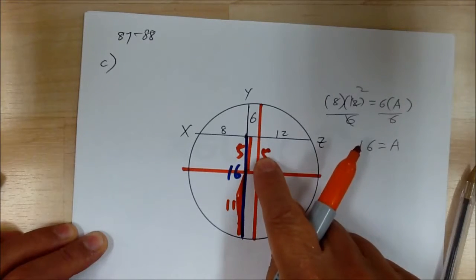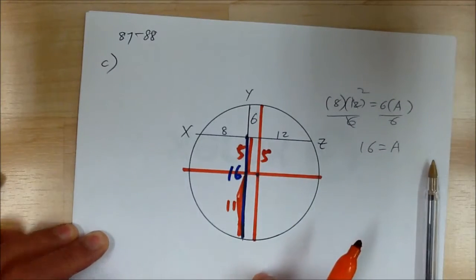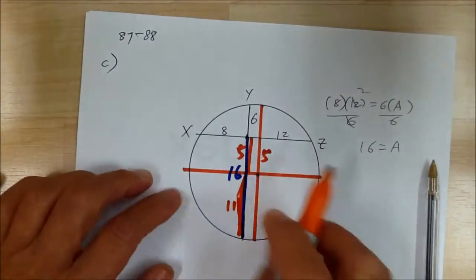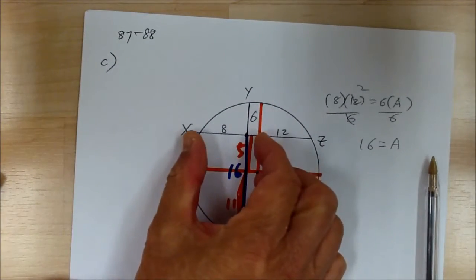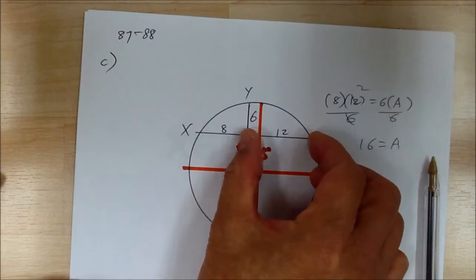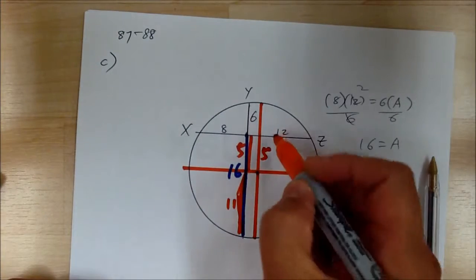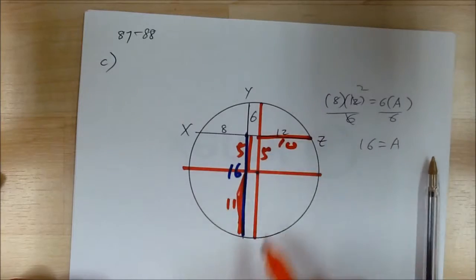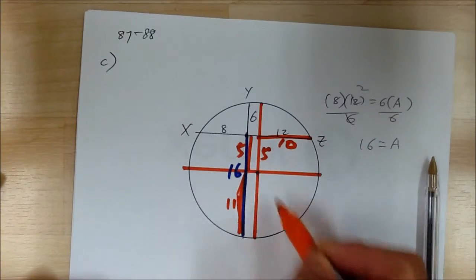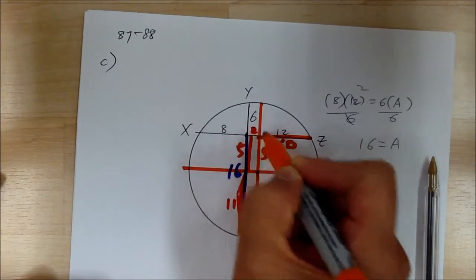Okay, so this is 5, and then you go and do the same thing this way. So this is 8. This is 12. So total is 20. Okay, so half would be 10. So this would be 10 right over here, and this would be 8. So this would be 2 right over here.